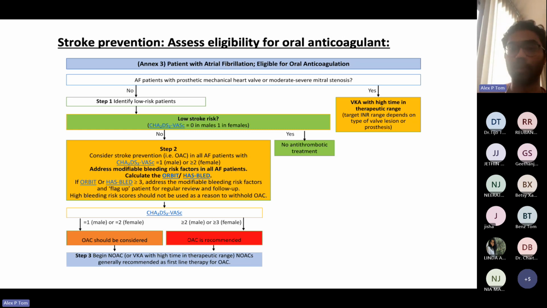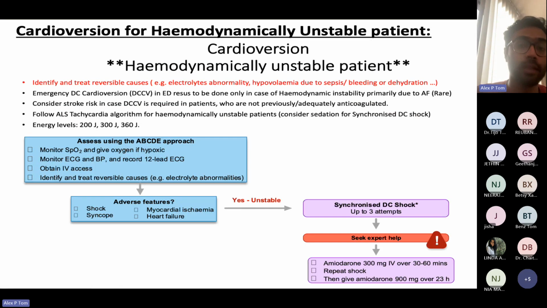It's important that you do this before you anticoagulate any of your patients. What happens if the patient is presenting in an unstable state? So the previous two slides were talking about a patient who came stable to you, but with some symptoms. And you saw when you took the ECG, you saw the atrial fibrillation.